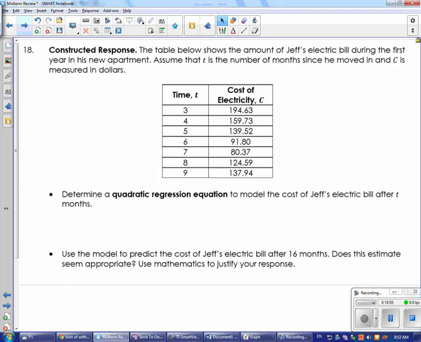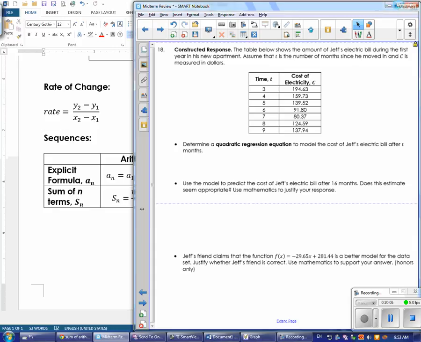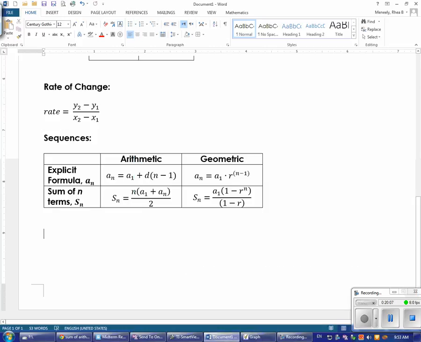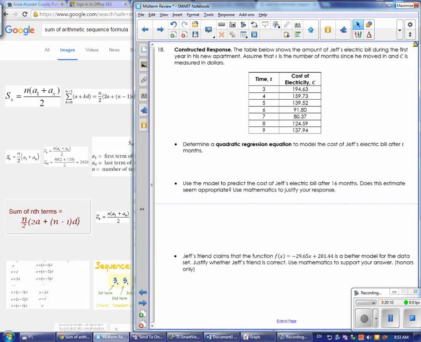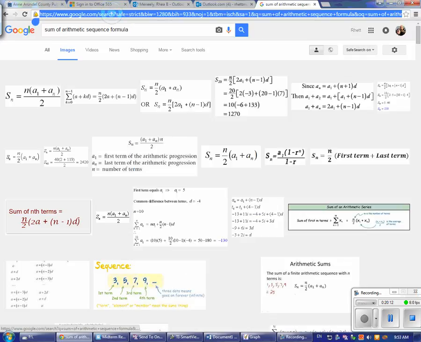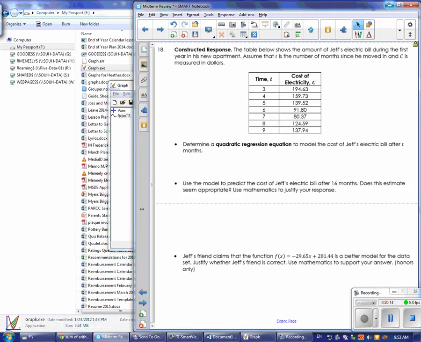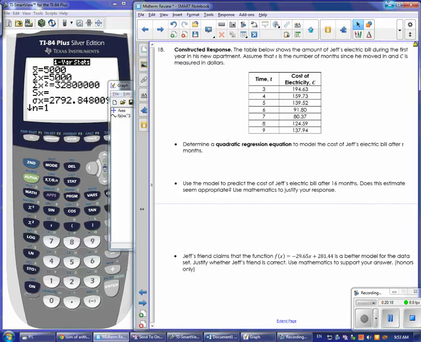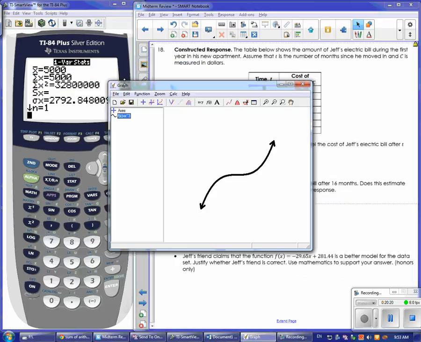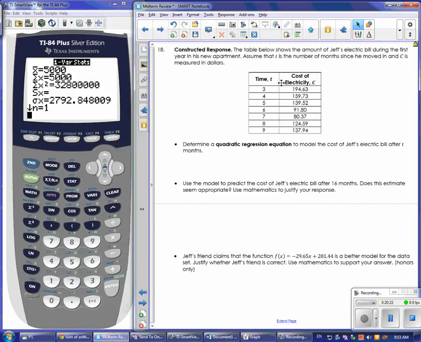Okay. In number 18, this is a calculator-based question, and it actually requires you to do quadratic regression. So I'm going to go ahead and set up my, sorry, I have a calculator up here somewhere. Sorry about that. There it is. Get all this stuff out of the way. Okay, now I've got my calculator.